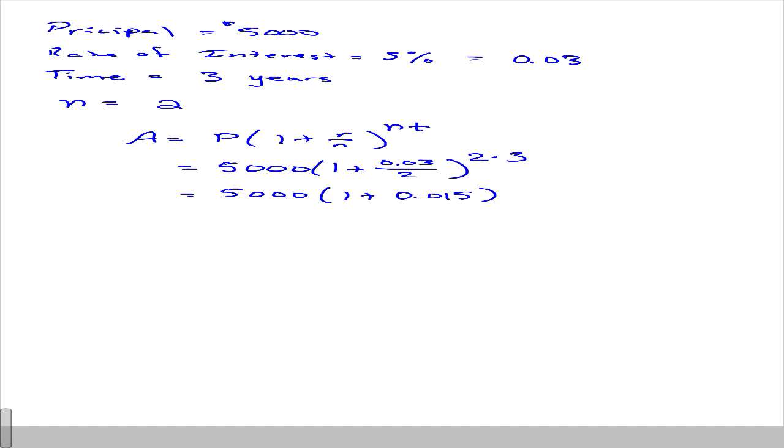0.015 raised to the 2 times 3. And then, still on the inside of the parentheses, I'm going to add 1 plus 0.015. And that would give me 5,000 times 1.015 raised to the 2 times 3, which would be 6.